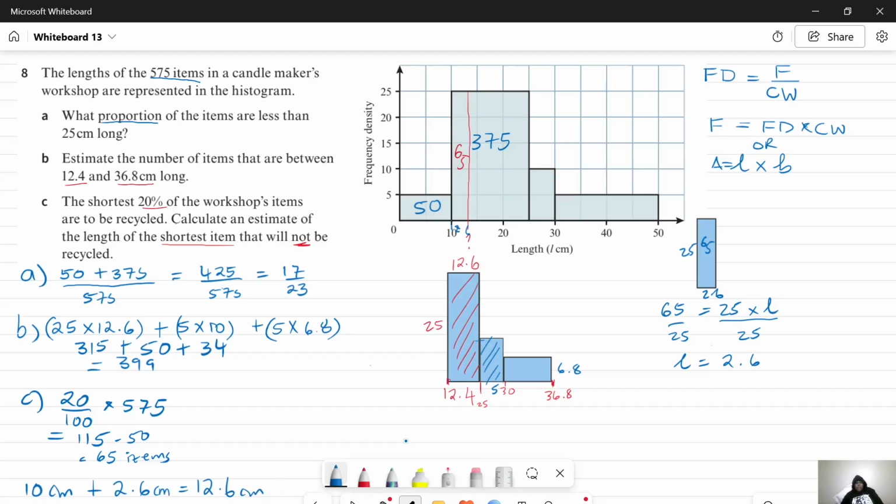And that gives me my answer. I found what this is, which gave me the 12.6, right? And that 12.6 is the upper bound of the class with the 20% shortest items that are to be recycled, so that upper bound becomes the lower bound of the next class, which represents the length of the shortest item. And I'm done. You could also say if 375 is equal to 15, what is 65 equal to? Then you cross multiply and solve for x. So you could do that as well.